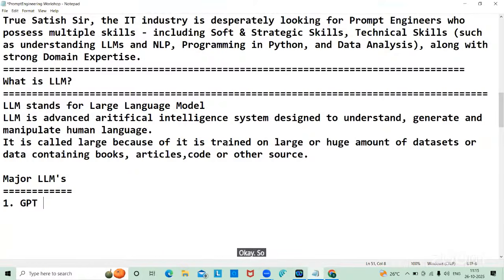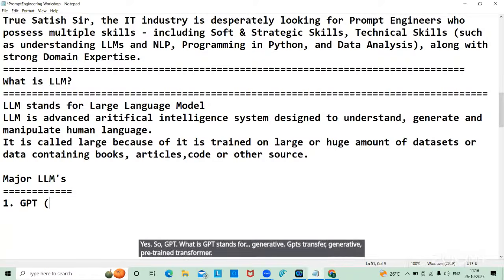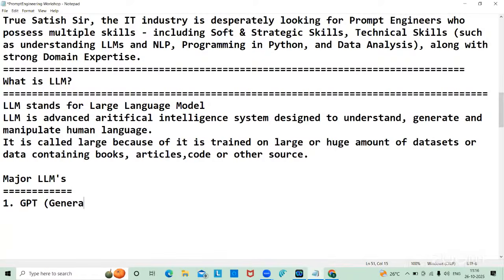So what we need to create our own LLM? You are not creating your own LLM. So what does GPT stand for? GPT stands for generative pre-trained transformer.